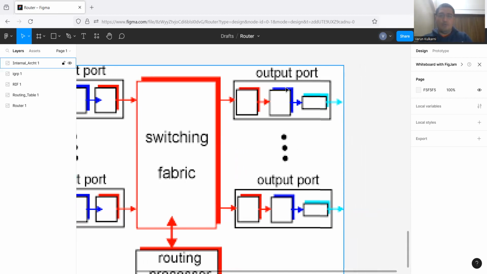Number three, the output port. The output port is that part of a router which actually sends the data from the router to the destination. So the first thing which the output port does is that it encapsulates the message. After encapsulating, the router converts this encapsulated message into either an electrical signal or an optical signal so that this data packet can now be transmitted physically.